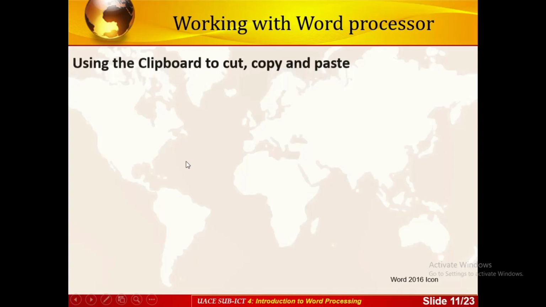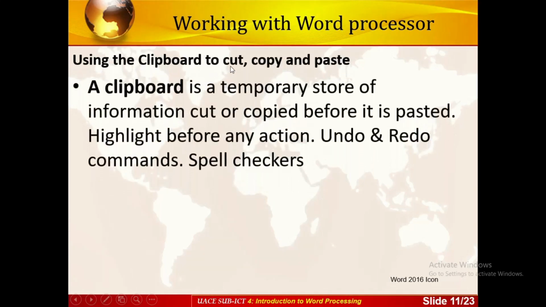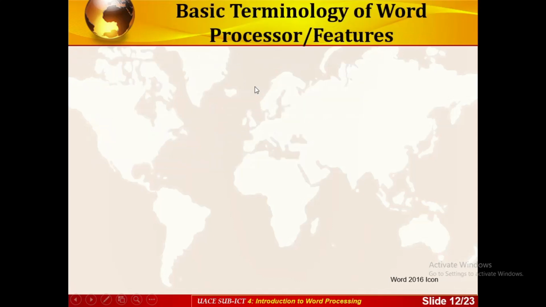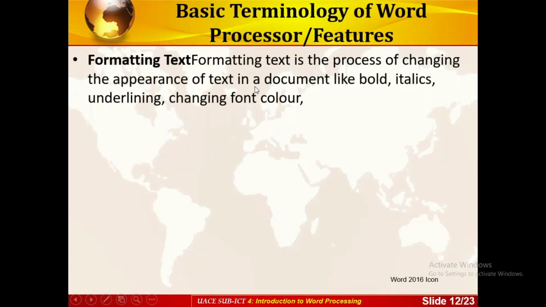Then we have working with the word processor. We have what we call a clipboard. A clipboard is used to cut, copy and paste. That's where we find those commands. It's a group, a temporary store of information cut or copied before it's pasted. So a clipboard simply means a memory that helps to keep copied or cut text or information before being pasted. That's what we call a clipboard. So it is first kept there before you press where you want to paste it.